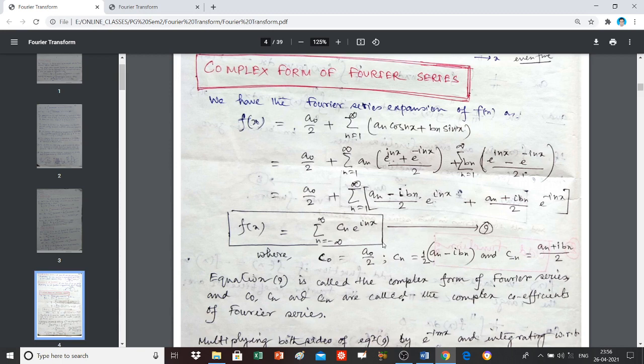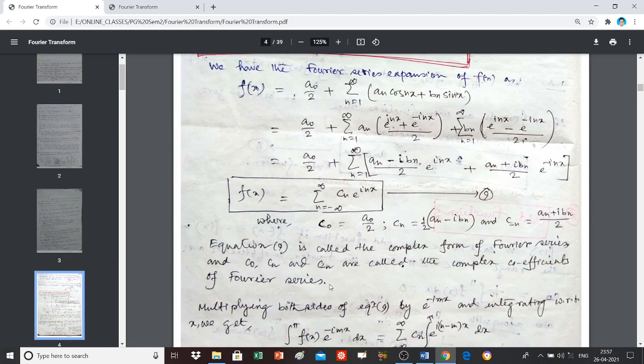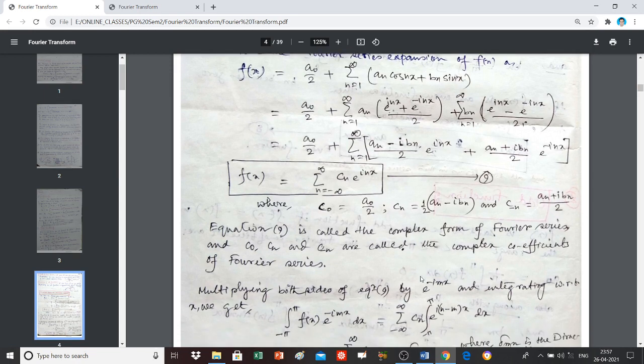So now you use different values of n starting from minus infinity to plus infinity, that will provide you this. And if you use the value n equal to 0, then that will give you a0 by 2, that is this value. So we can write this expression in this fashion. So f(x) is equal to the sum over n from minus infinity to plus infinity of Cn e to the inx, and this is the complex form of the Fourier series, and C0, Cn, and C minus n are called the complex coefficients of the Fourier series.